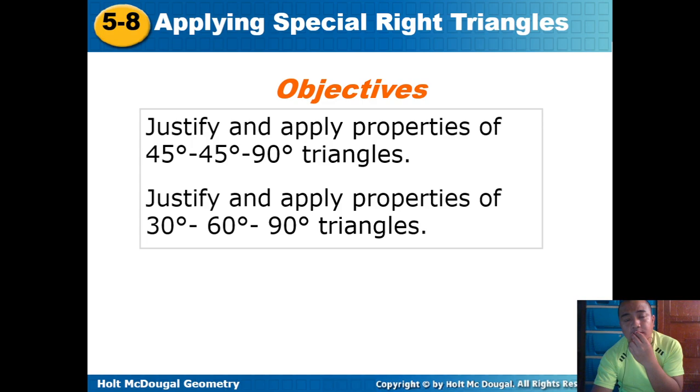So the objectives are: justify and apply properties of 45, 45, 90 degree triangles, and justify and apply properties of 30, 60, 90 degree triangles.